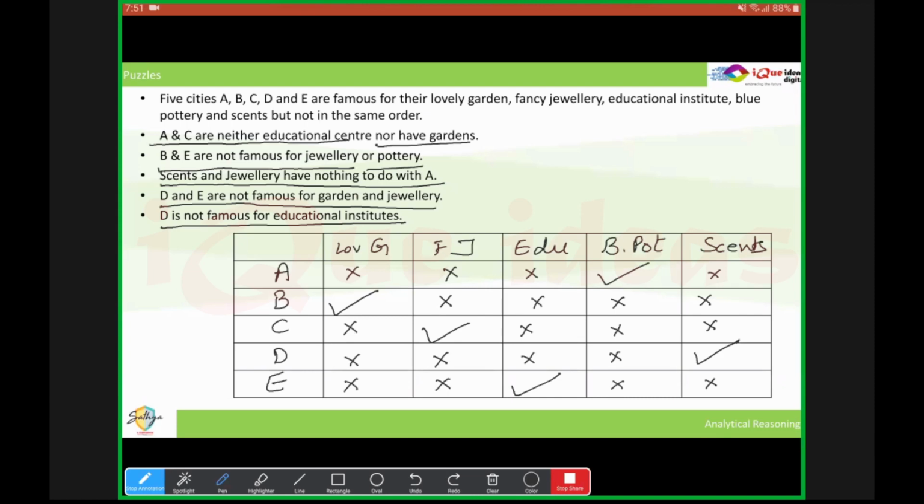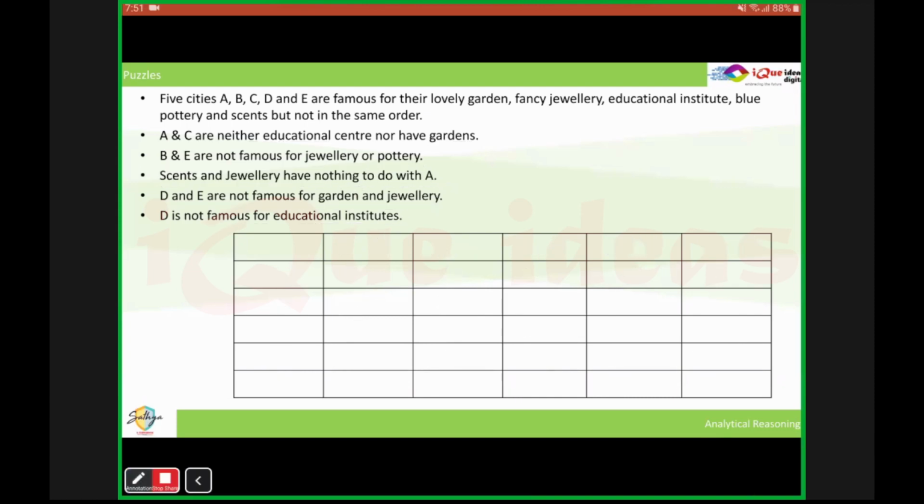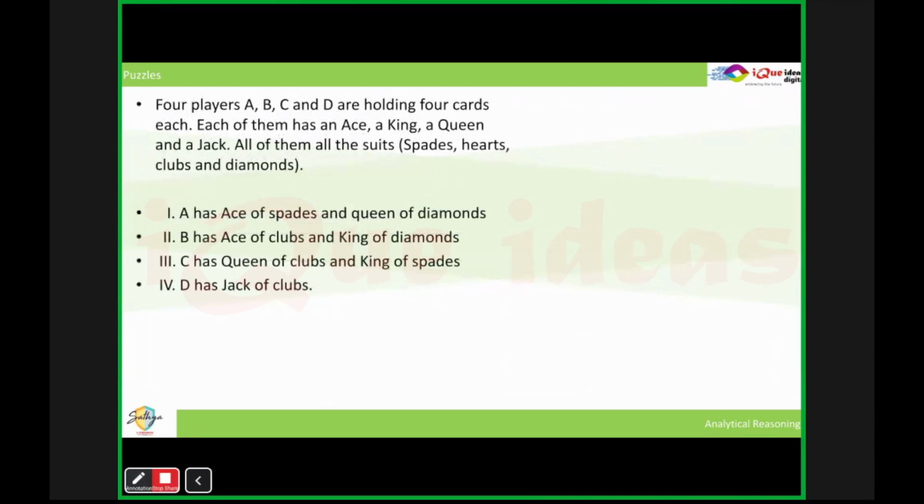Great. Now, try this one. I'll give you about a minute. See if you are able to solve this. It says there are four players who are holding four cards. Each of them has an ace, king, queen, jack, and each of them has a spade, heart, club, and diamonds. And you are given four specific clues. You have to identify exactly which four cards each one of them has.